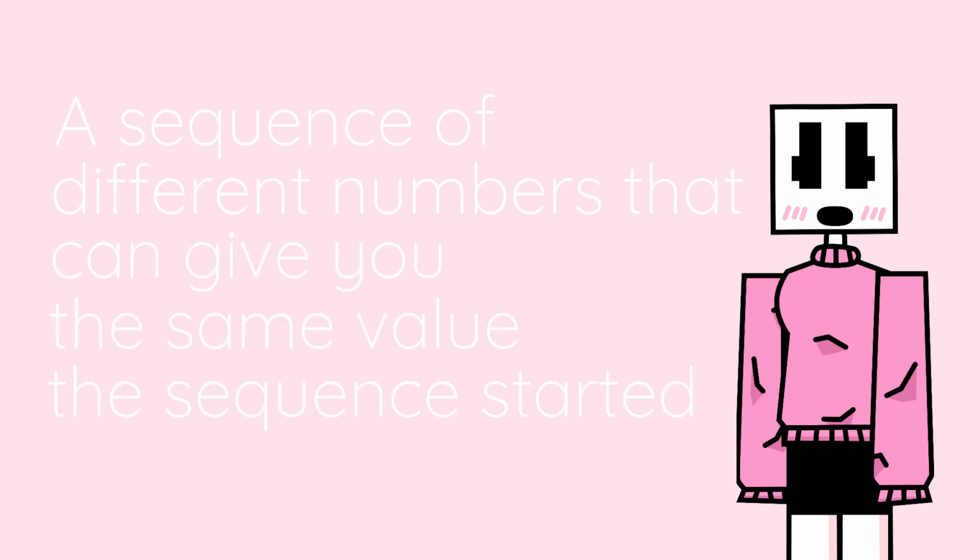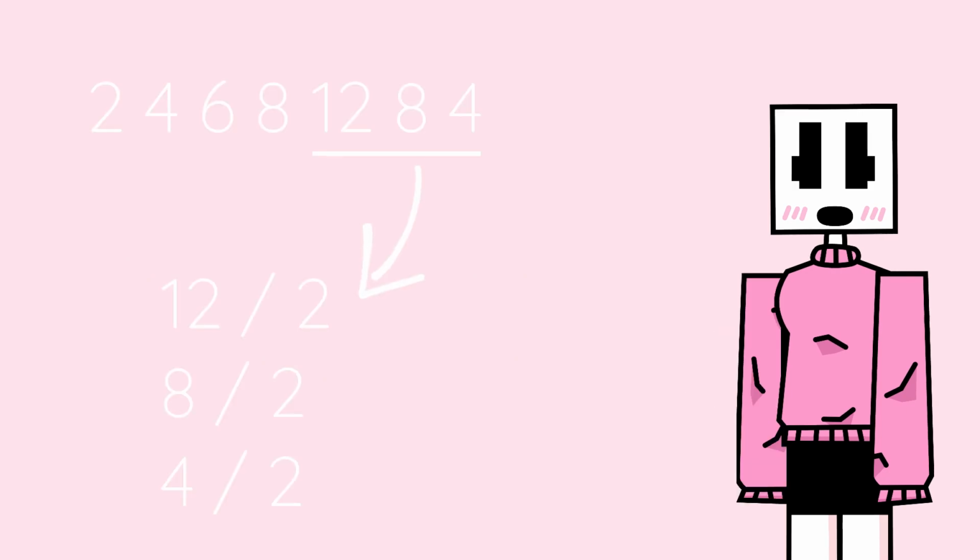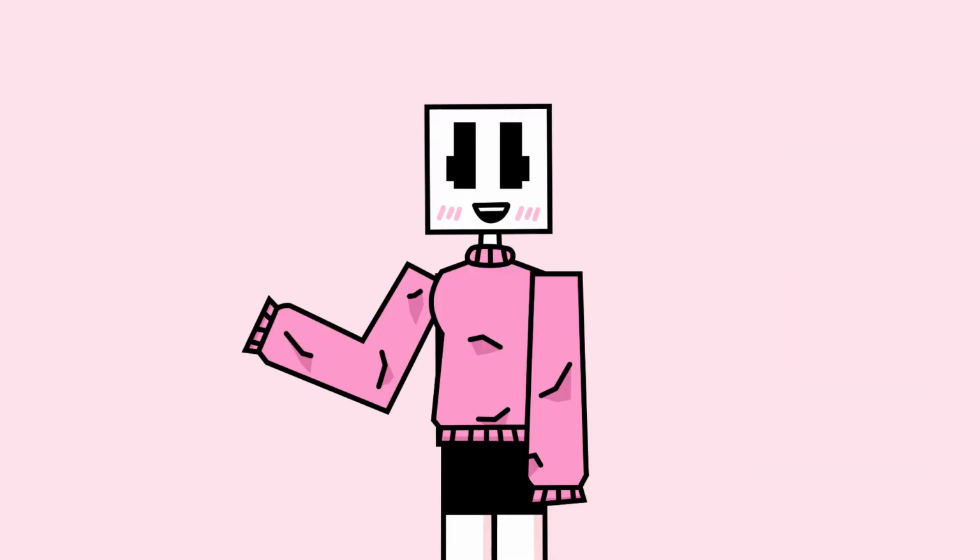The raw form should be a sequence of different numbers that can give you the same value the sequence started with. Now, to make the sequence start and end with the same value, just divide the products you squared by 2 and you should have this: 2, 4, 6, 8, 6, 4, 2. And it is a refined form of your boomerang sequence.